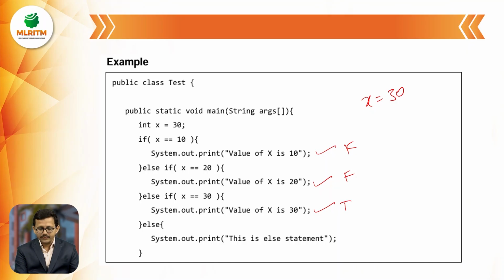And for example, if we take x equal to 50, then what will the statement be? This is false, and this will also be false. So what do we get as our output? The else statement will be our output. So this is the difference between if and else-if.